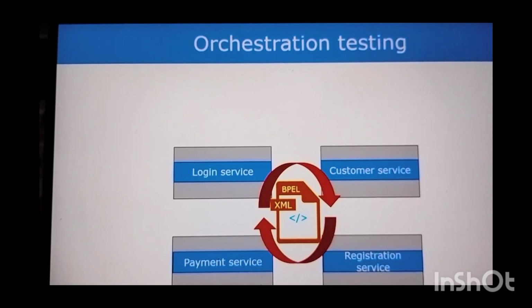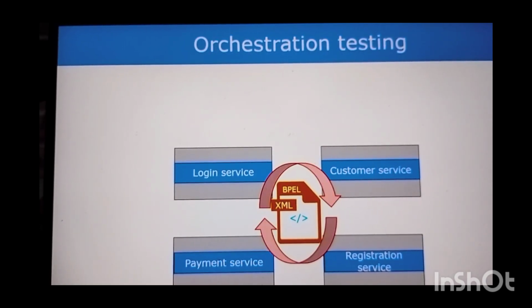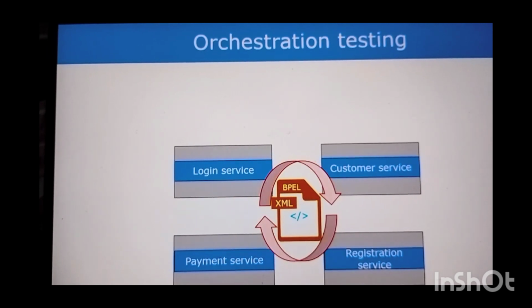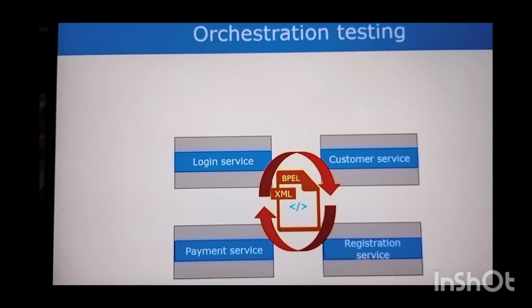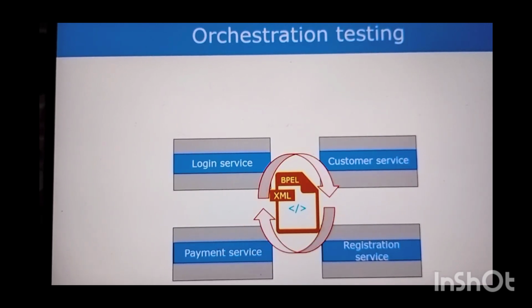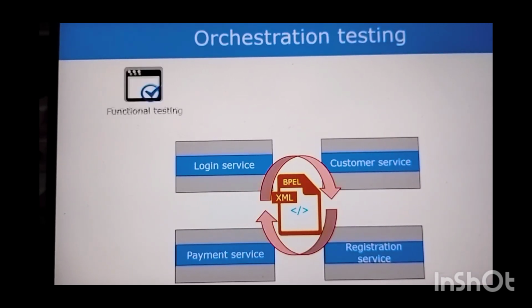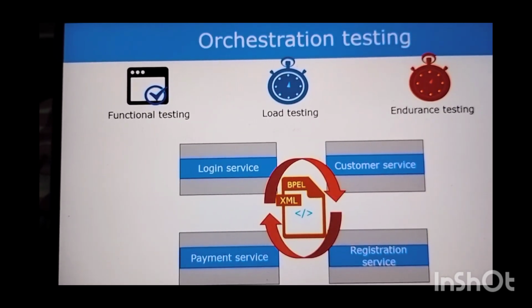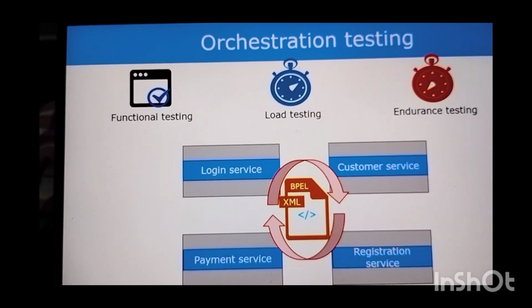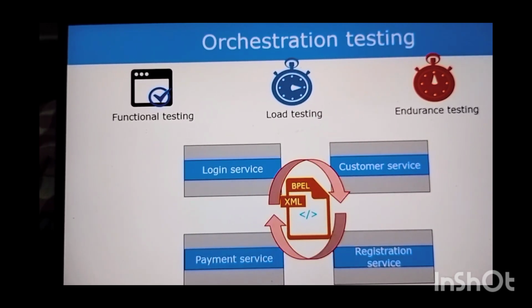In the orchestration testing phase, all the business flows configured by BPEL, Business Process Execution Language, are validated as a part of functional testing. Load and endurance testing are conducted to measure business throughput as a part of performance testing.